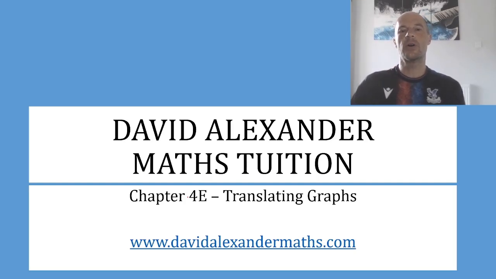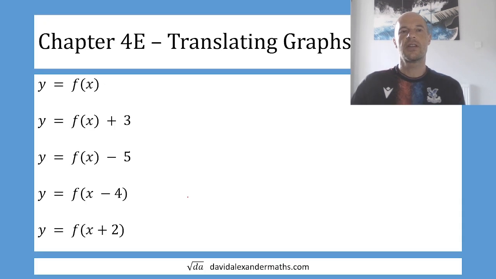This is chapter 4E on translating graphs. So all I'm doing with this slide is just trying to explain the difference between the function of x, the function of x plus 3, the function of x minus 5, the function of in brackets x minus 4, and the function of in brackets x plus 2.